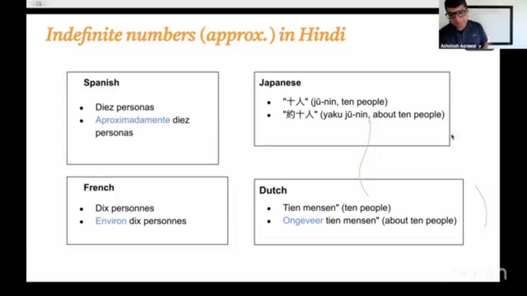In Nederlands, in Dutch, it says ongeveer 10 mensen, so that's roughly 10 people. It's what it says. So roughly 10 people. Wonderful. Awesome. So you see, this notion is there in all languages. Okay. Let me see. I can remove this.